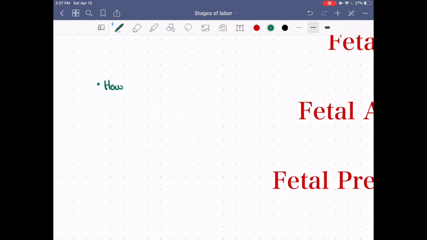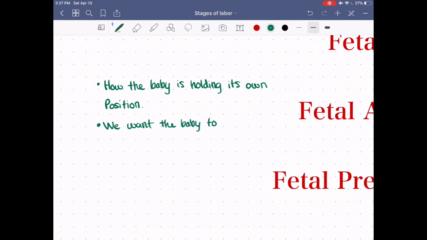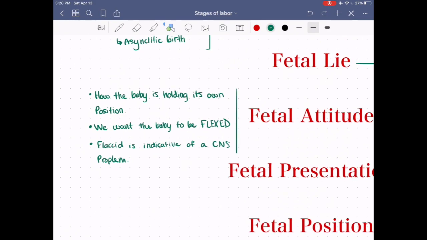Now we have fetal attitude. How is the baby holding its own position? We want the babies to be flexed with good muscle tone. A flaccid baby is a very bad sign. It's indicative of a possible central nervous system problem. So if the baby can't hold itself together, this is a very, very bad sign, and we need to get help.